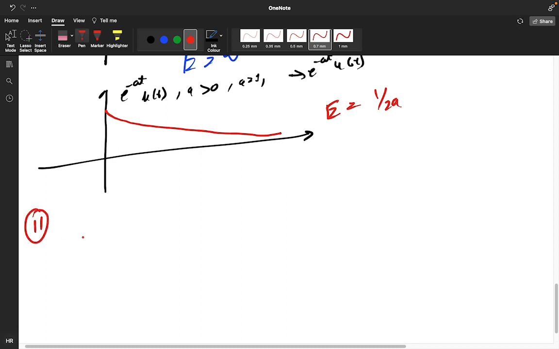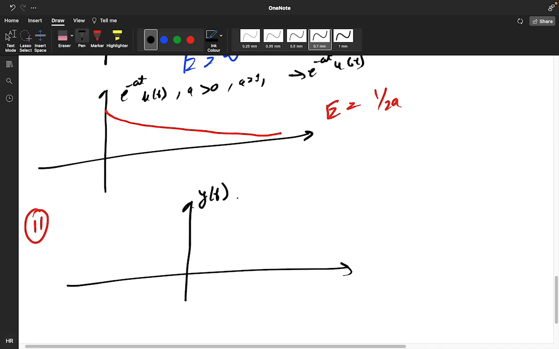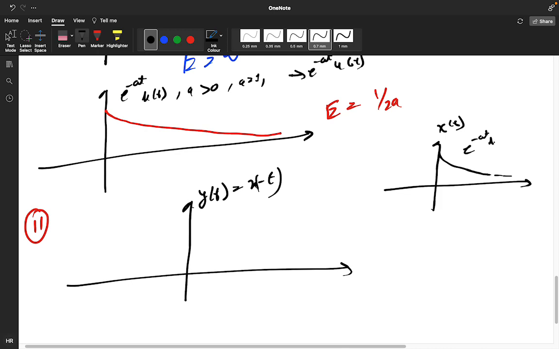The second question is like this. I'm giving you y of t as x of minus t. And what is the x of t graph? Draw the x of t graph. The x of t graph was this. This was your x of t graph, e power minus at u of t, where a is greater than 0.